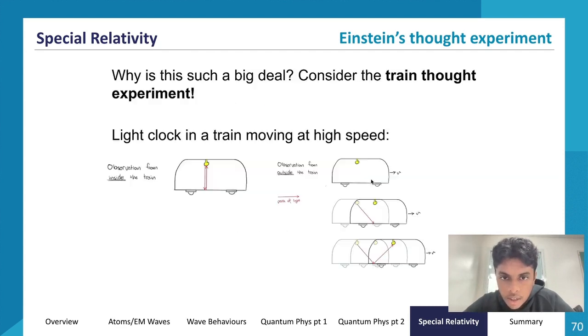So why is this important? This is what I see here: diagonally up, then diagonally down. If I'm in the train, I see this straight down, straight up. If you think about it, this event and this event happen within the same time frame. And the distance that light travels in this event is greater than in this one, and it happened in the same time frame. So that means light travels faster here than it does here, which is very odd.